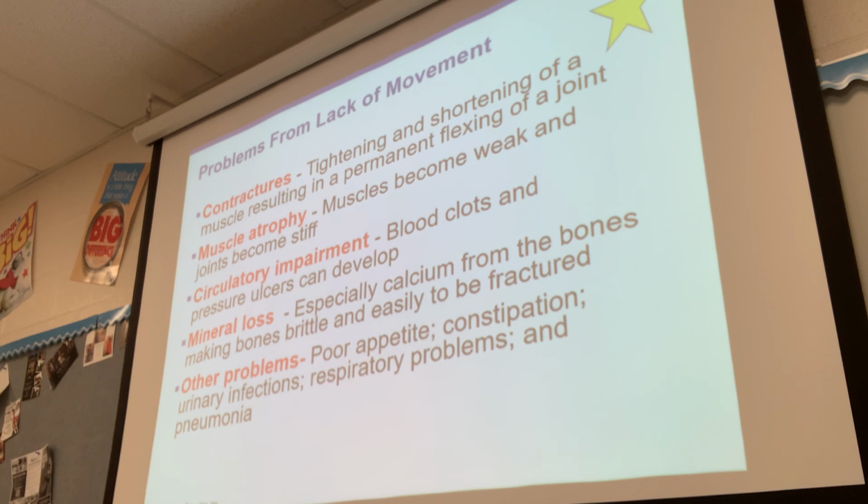Mineral loss, calcium from the bones, making bones brittle and easy to be fractured. So if you do not use your muscles, it's affecting the bones too. They work together, and so the bones will start to lose their ability to stay strong.